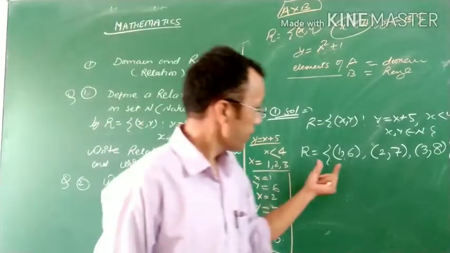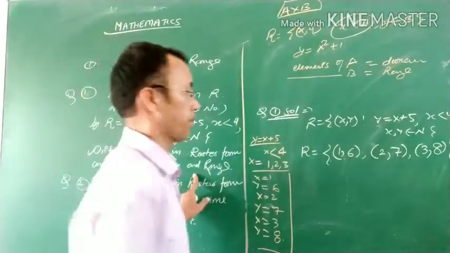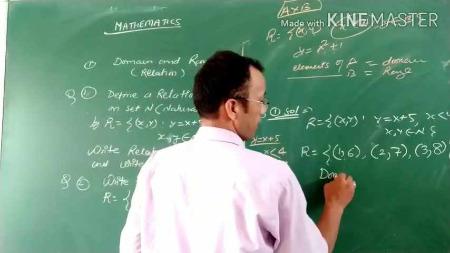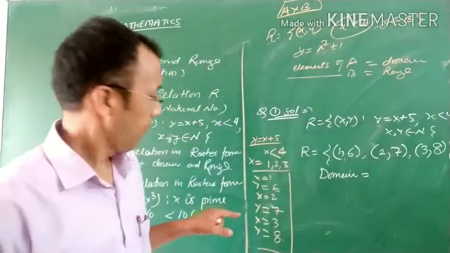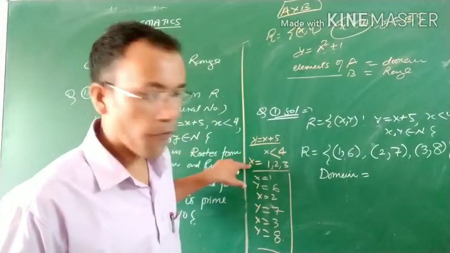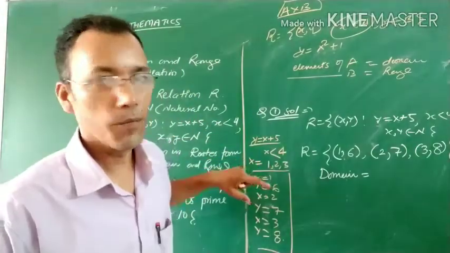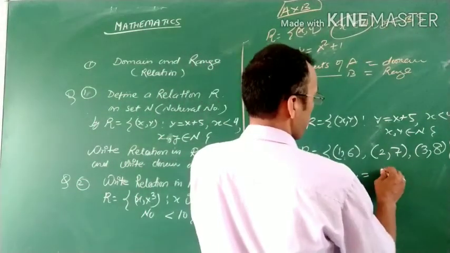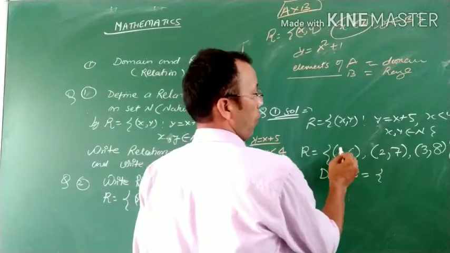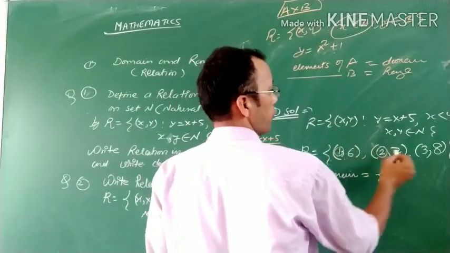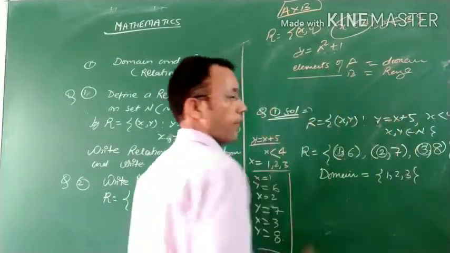Now this is the second part, write the domain and range of the function. The domain, check, this is domain. The value of x which we have put in this relation, that is called domain. Or we can write, this is the first element. This is x: 1, 2 and 3. This is the domain of the function.